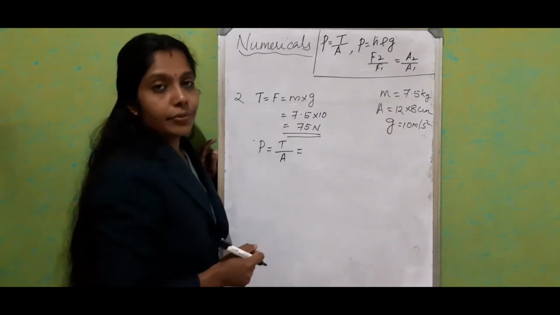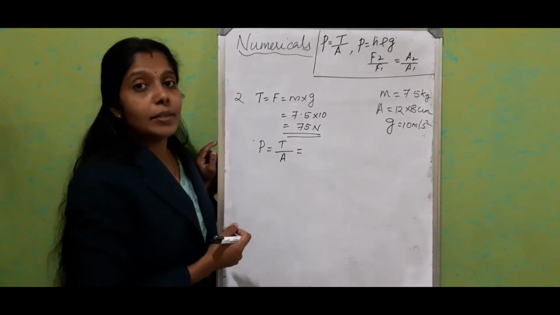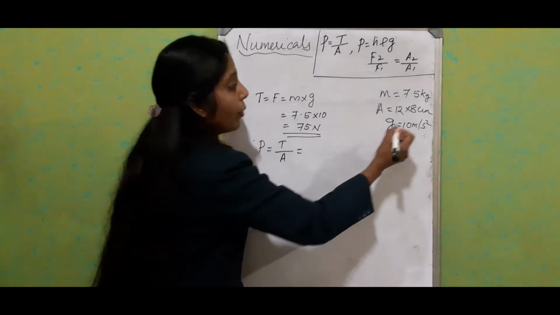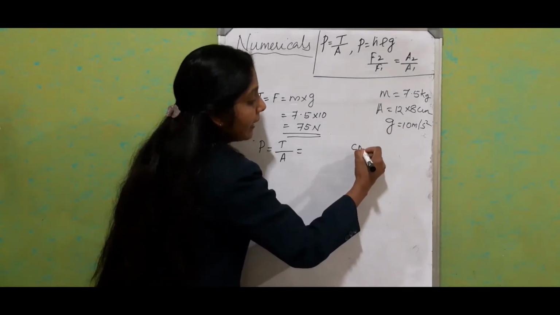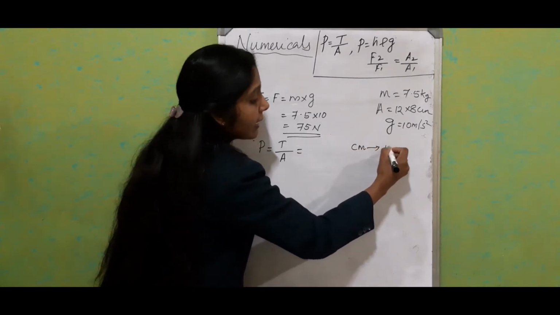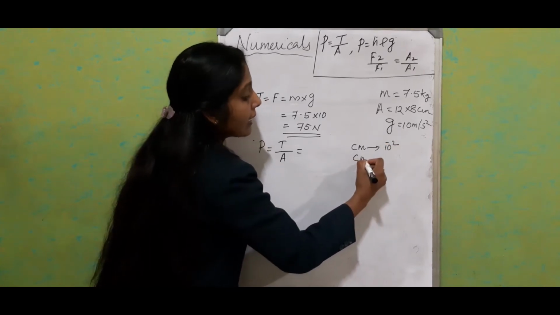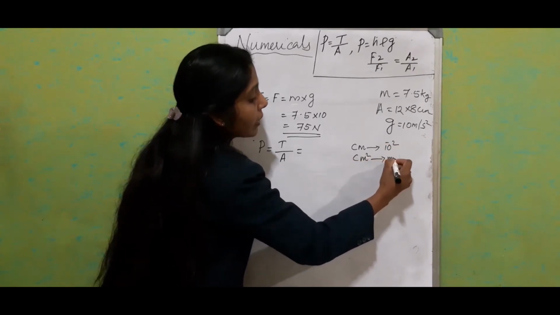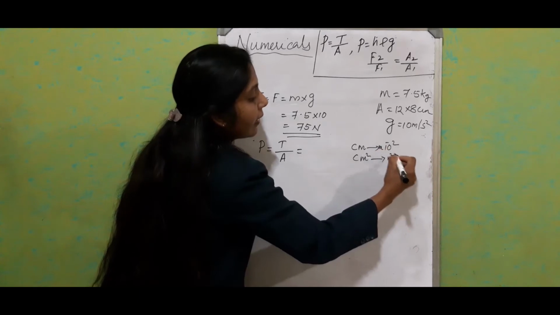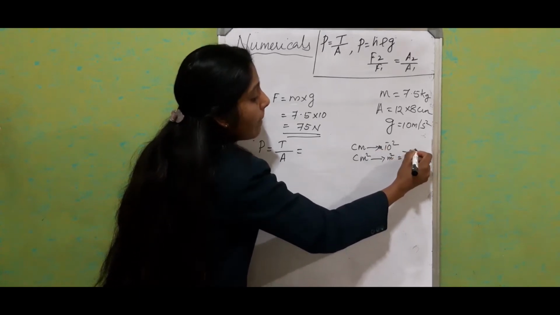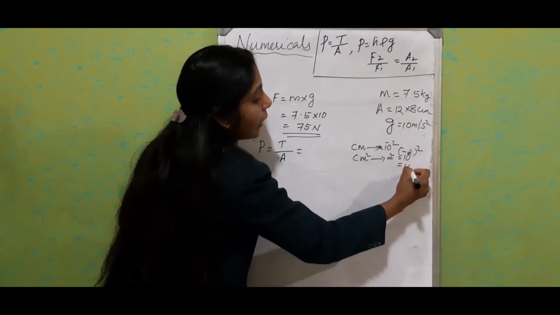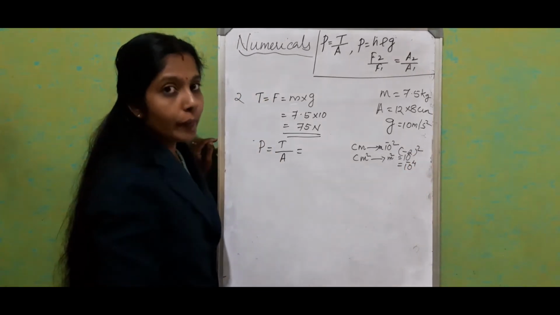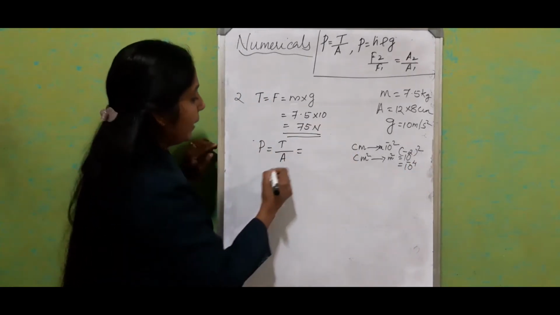Here the area is in terms of centimeter square. How to convert centimeter? Centimeter to meter means 10 to the power minus 2. Centimeter square to meter square, it's equal to 10 to the power minus 2 square, or 10 to the power minus 4 will come. So we will apply here.